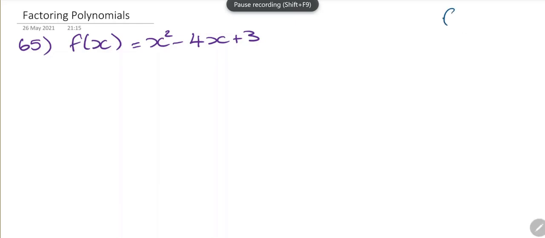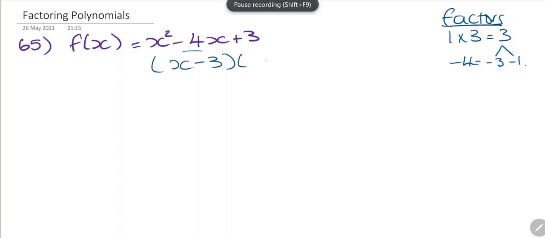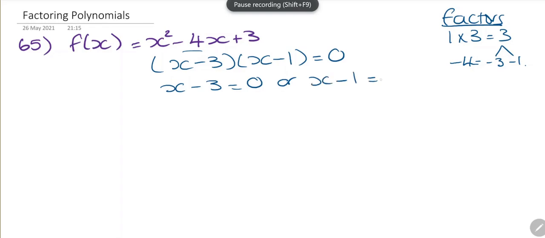We're looking for factors. 1 multiplied by 3 is 3, factors of 3, that will make minus 4. So this is going to be quite straightforward. This is going to be minus 3 and minus 1. And I can just write these as x minus 3, x minus 1. I'm going to set it equal to 0 so I can solve. So x minus 3 is 0, or x minus 1 is 0. X is equal to 3, or x is equal to 1.